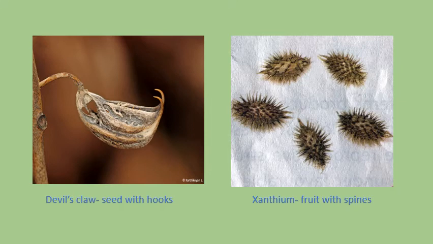Examples of seeds that are dispersed by this method include devil's claw, which has a hook, as you can see depicted by the encircled part in the diagram. Xanthium is a fruit with spines and is dispersed in a similar manner.